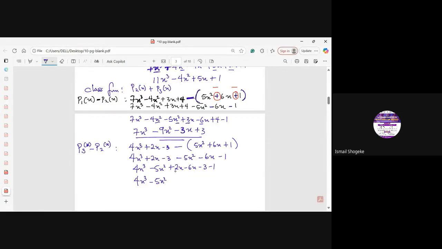plus 2x minus 6x. You are owing 6 naira, you have 2 naira. If you pay 2 naira, you are still owing 4 naira. So because you are still owing, that will be a minus 4. Then you put what? X. Minus 3 minus 1. You are owing 3 naira, you are owing 1 naira. How much are you owing altogether?